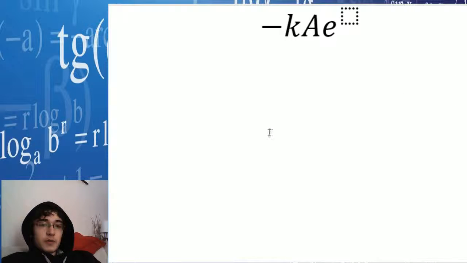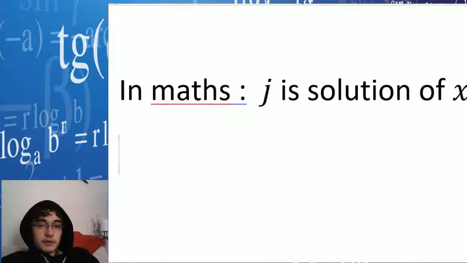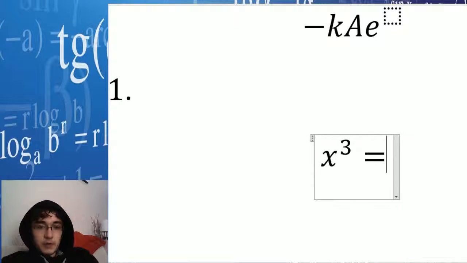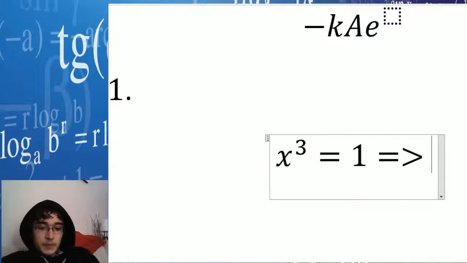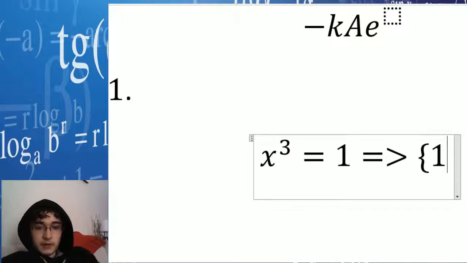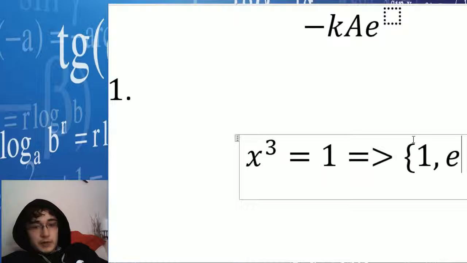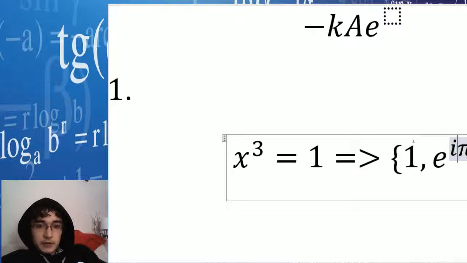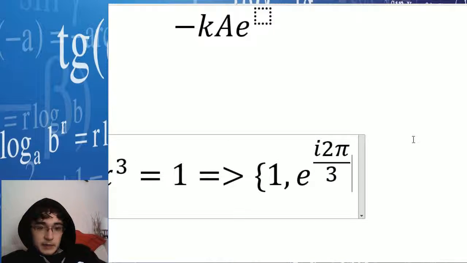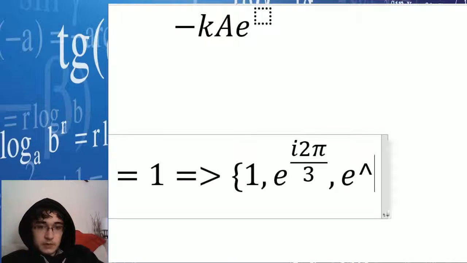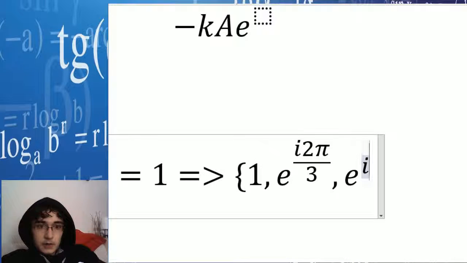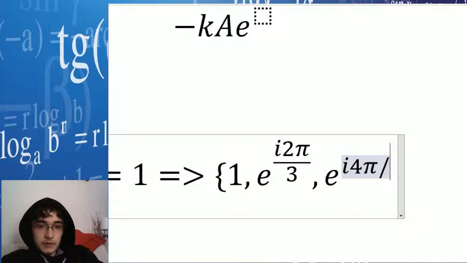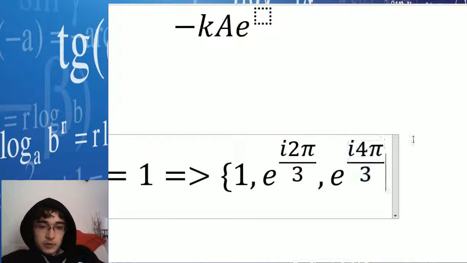Okay, so there are actually three trivial solutions for the equation x to the power 3 equals 1. That is the set of 1, because 1 times 1 times 1 equals 1, exponent i 2 pi divided by 3, and exponent i 4 pi divided by 3, and I'm going to demonstrate it.